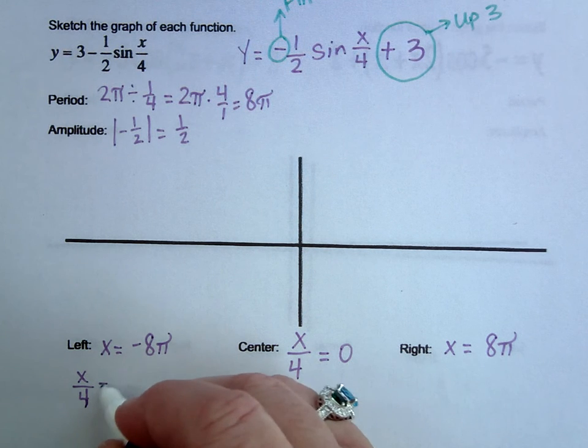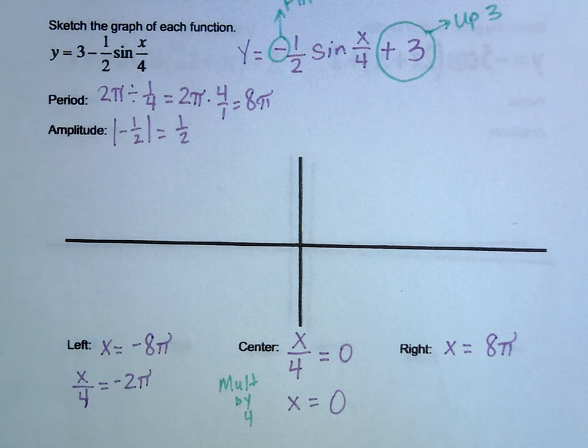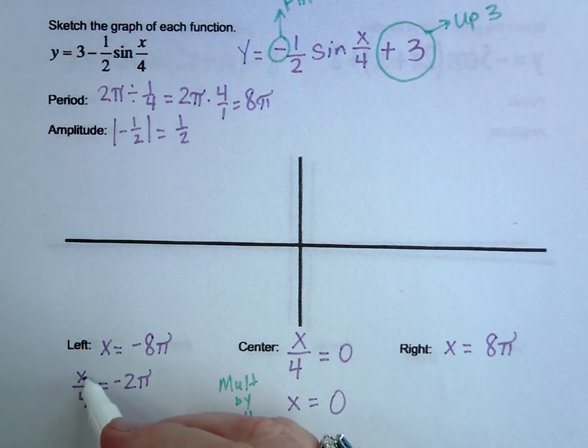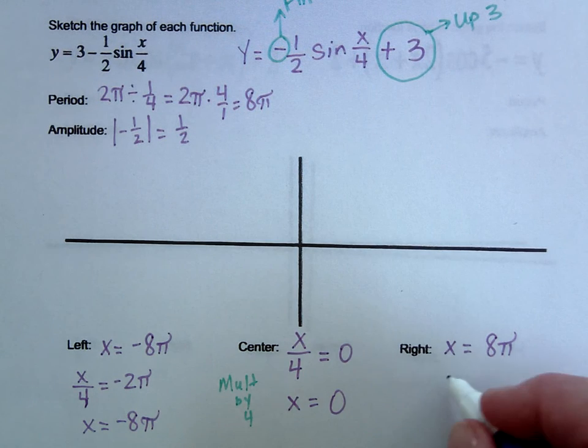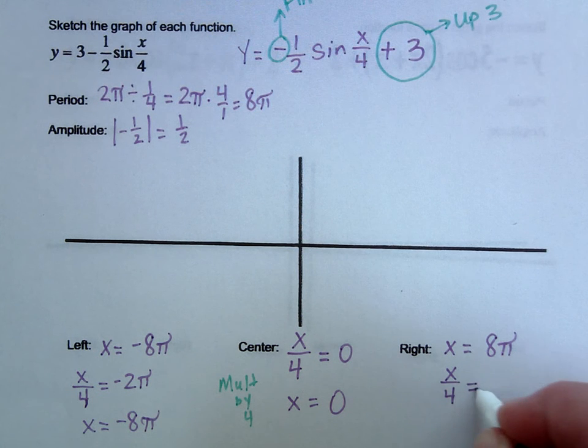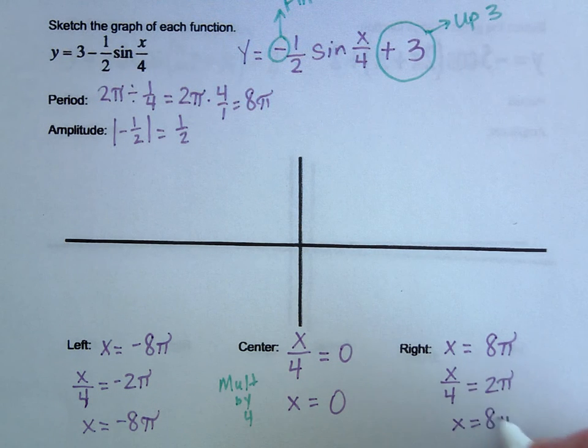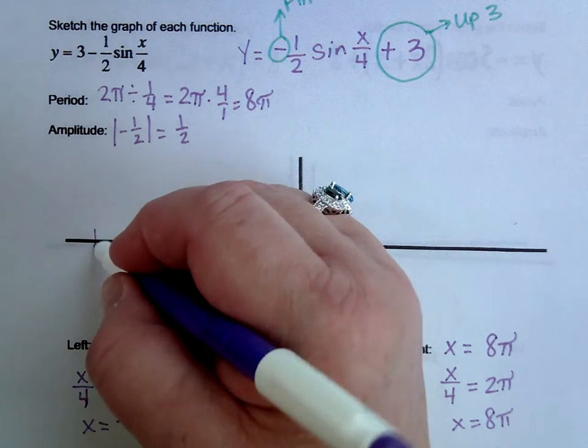x over 4 equals -2 pi. If I multiply both sides by 4, I'll get x equals -8 pi. Yep, that's what I wanted. If I come over here and do the same thing, it was x over 4 equals +2 pi. When I multiply both sides by 4, x is 8 pi. And I can see I got the same thing. So it absolutely works. Now I'm ready to label this up.